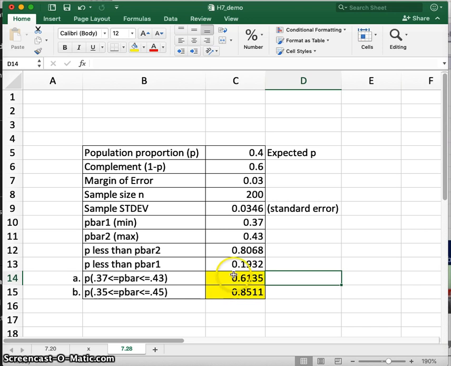So you can see as my margin of error is smaller, the probability decreases. If my margin of error is bigger, the probability increases, which makes perfect sense. So those are the two types of problems you'll have in Chapter 7.